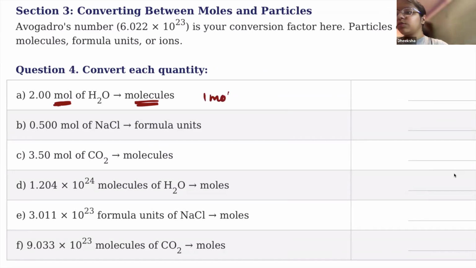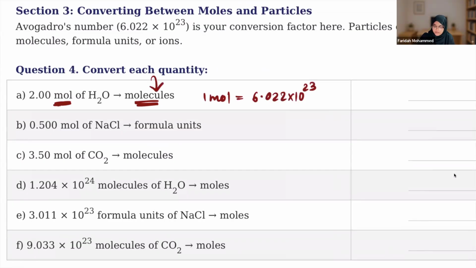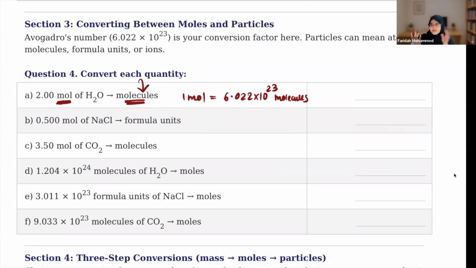1 mole would be 6.022 times 10 to the power of 23 particles. Okay, but in this case, molecules, so I'm going to write molecules. Now it's the same thing. Okay, Kaiden, let's try. For A, you're going to start with what, Kaiden? You're going to start with the question. You'll start with 2 moles of H2O.